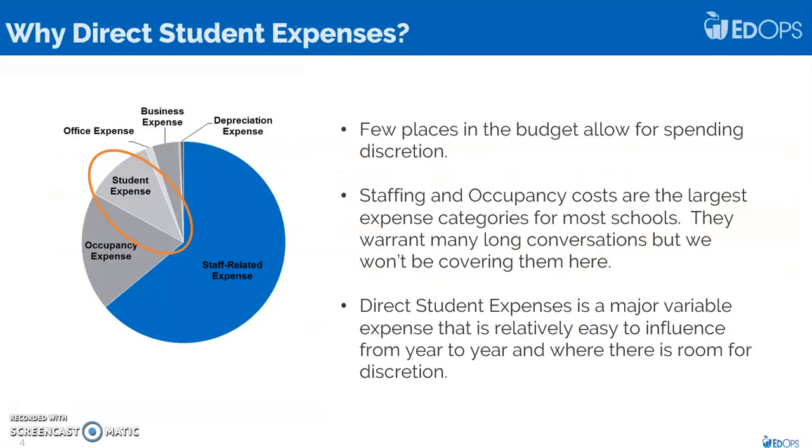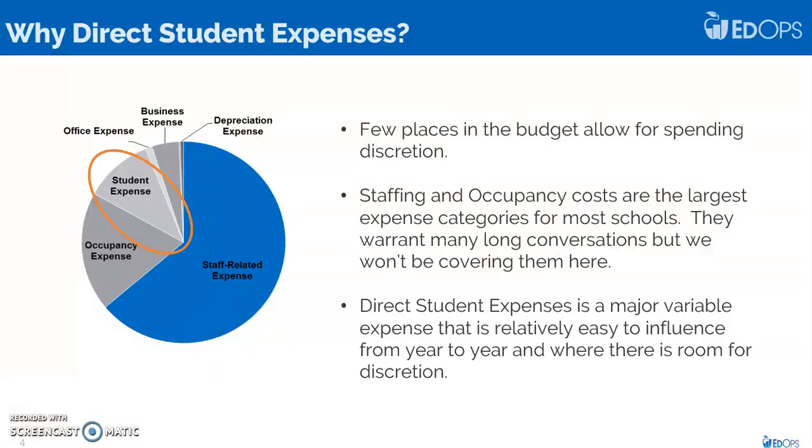So why did we decide to focus on direct student expenses in this analysis? The pie chart on this page shows the average school's spending on key spending categories. Spending on staff and occupancy are the biggest categories. Those categories are big and hairy. They have been addressed in previous EdOps labs and they will be addressed in future labs, but they will not be addressed directly in these webinars.